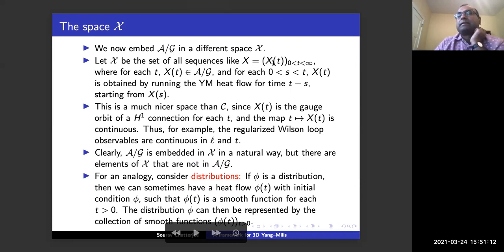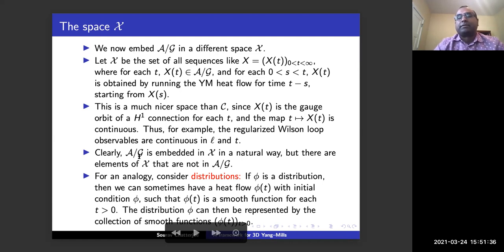So if you start with x0 as an H1 connection, then you can obviously define xt as the Yang-Mills heat flow starting from x0 flowing up to time t. You see? So by Råde's theorem, those flows exist. Global existence theorem, those flows exist. Yes, I should have written that down.